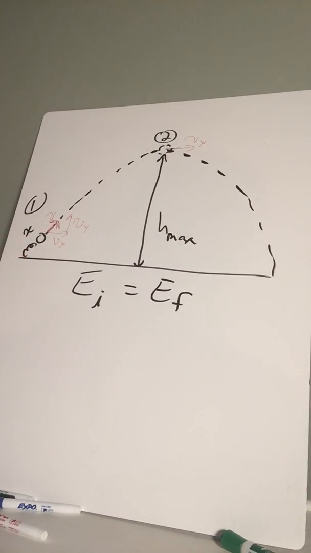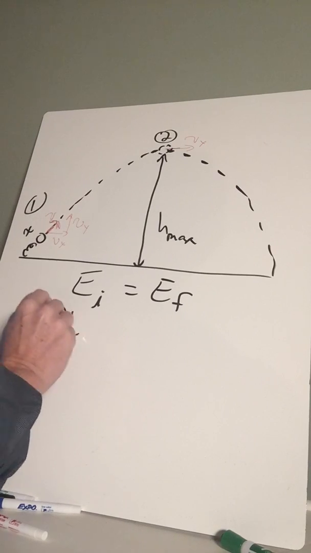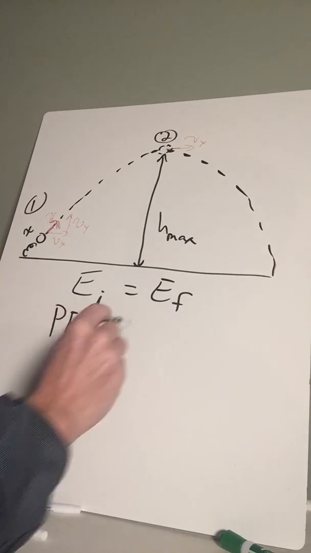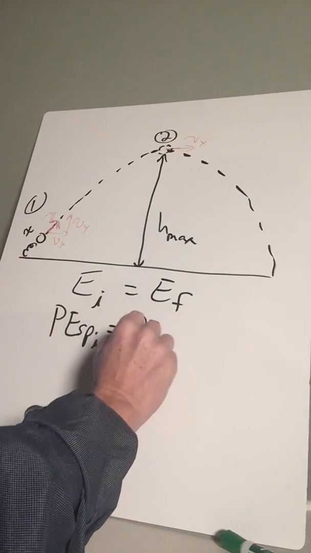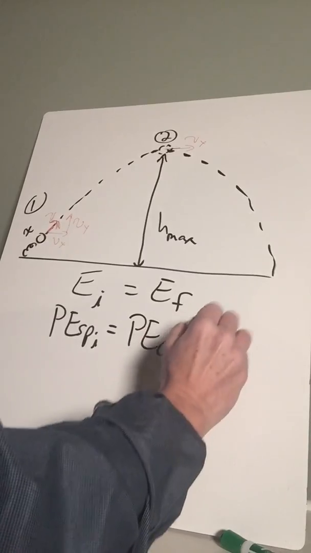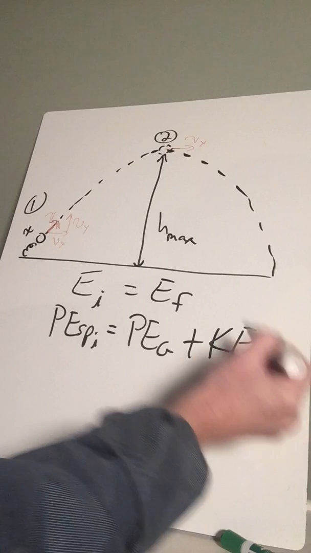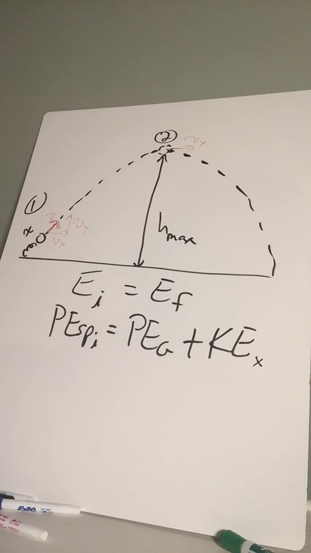In situation 1, that's our initial, which is our spring. So potential energy of the spring. At the top, it's reached maximum height, so that's gravitational potential energy. But remember, it's also moving forward. So you can put kinetic energy, and you can even put a subscript x to remind you that it is still moving in the x-axis. You cannot forget about that little detail. So here are some options of how to deal with this little problem.